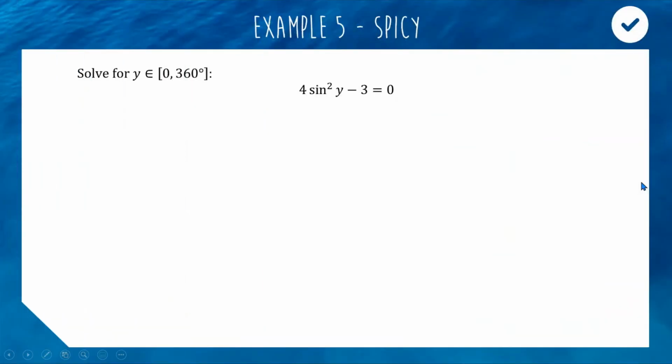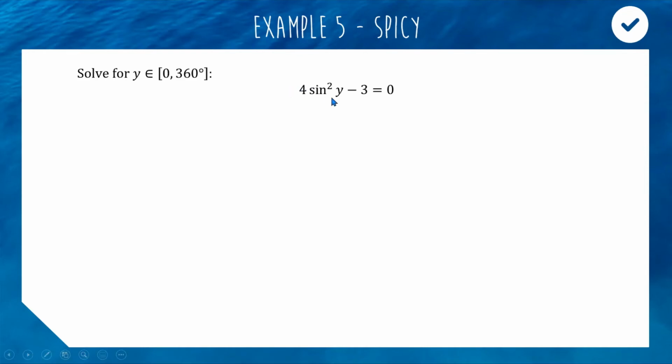All right, up next, we're on to the spicy level of equation. We have solving for y in the domain of 0 to 360 degrees. So 1 lap of the unit circle, and we're working in degrees. We've got 4 sine squared y minus 3 is equal to 0. So now instead of working with sines, we're working with sine squares, which makes things a little bit more challenging.